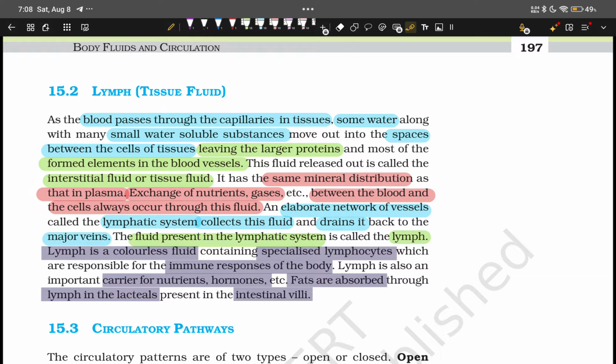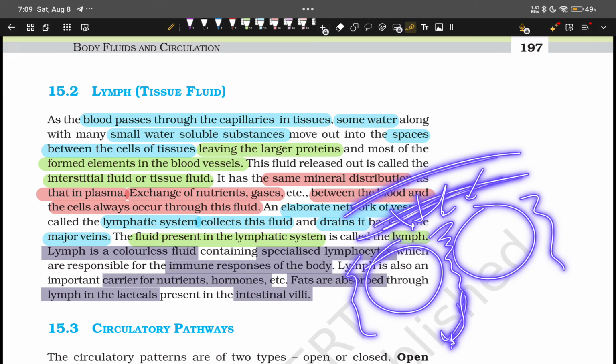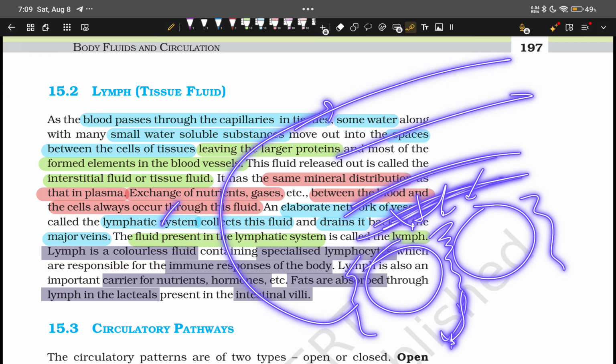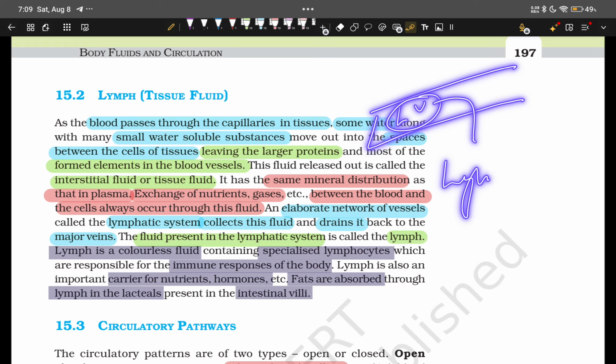Now, understand one more thing clearly: when there is a capillary and you have tissues, and liquid or water soluble substances ooze out and leak into these spaces, this is called tissue fluid or interstitial fluid. However, when this fluid goes into the lymphatic vessel, there's a whole system of vessels, then it is called lymph.